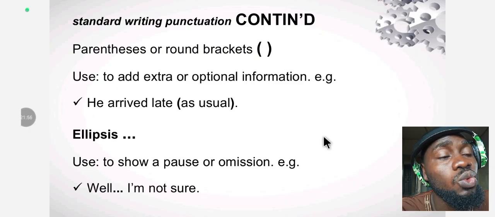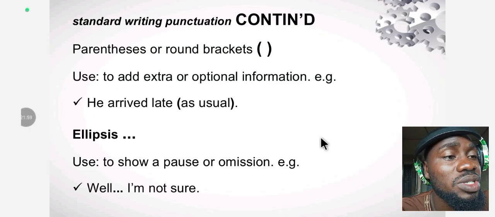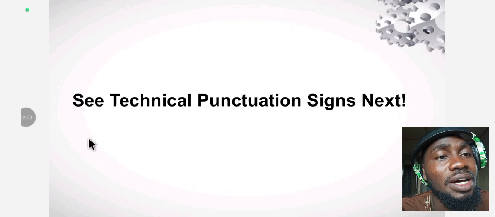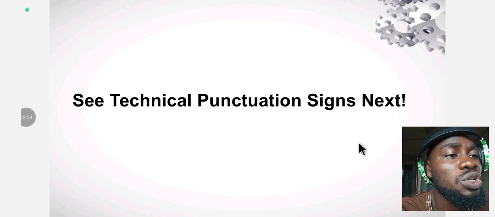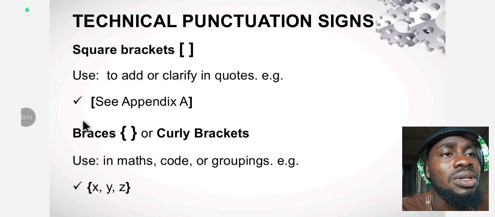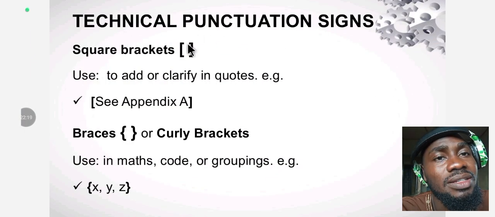We are done with the standard writing punctuation signs. Let's move over to the next, which is the technical punctuation signs. Let's see the technical punctuation signs next. Moving on. Technical punctuation signs include, the first we have here in the list, square brackets.